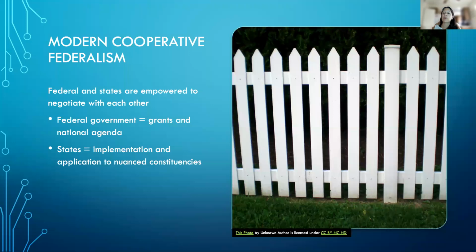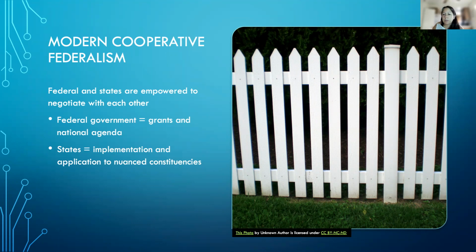So now they are much more equal in actors. We've gone from a period of states having all the power, to the federal government really amassing significant power, to the federal government using funding in order to incentivize, but then pulling back some of that funding, and the states now developing some of their own programs. The federal government has grants and sets a national agenda, but the states ultimately are responsible for implementation and for detailing or innovation for their specific constituencies.